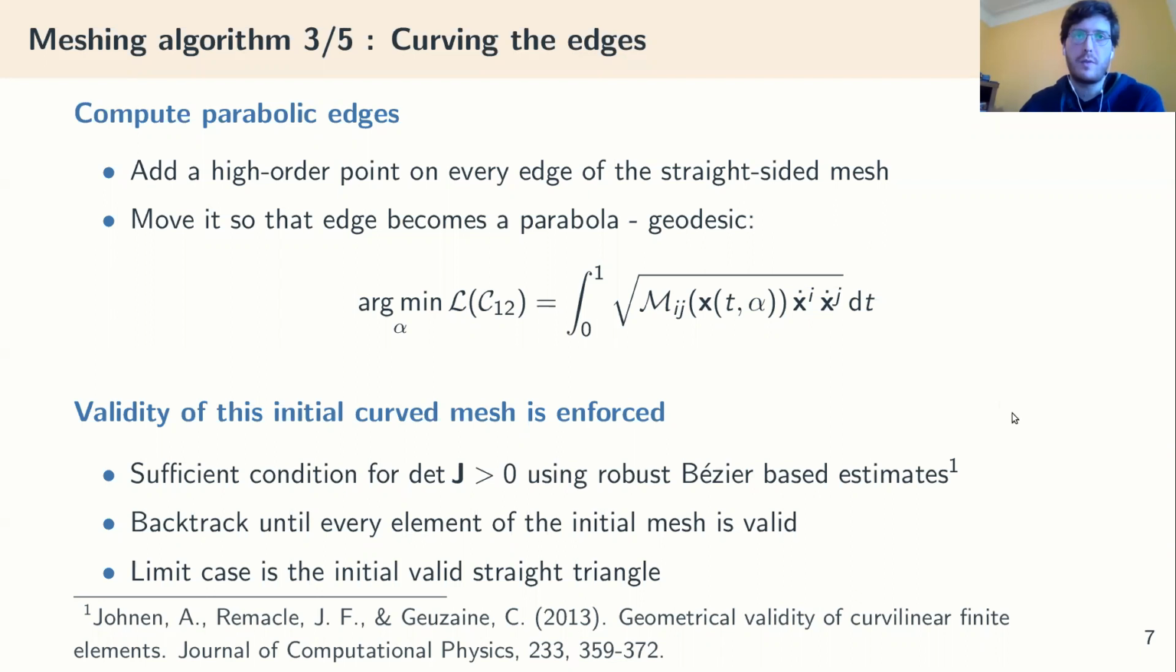To do this, we have a sufficient condition that was developed by a former student of Jean-François. So we can very quickly check if an element is indeed invalid or not, and we can backtrack to the previous configuration with a different alpha where we are sure that the element was valid. And this is a process that always ends well, because the limit case, which is also the worst case, is when we revert to the straight edge triangle, which is by definition valid.